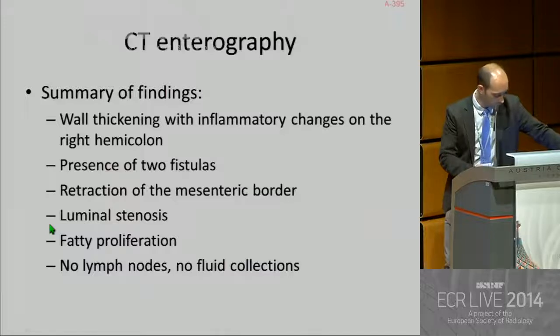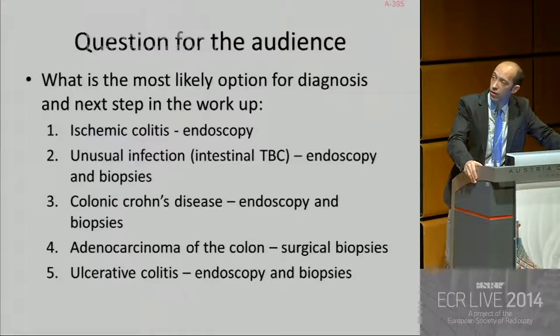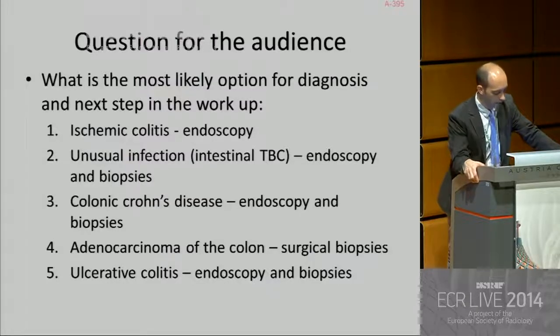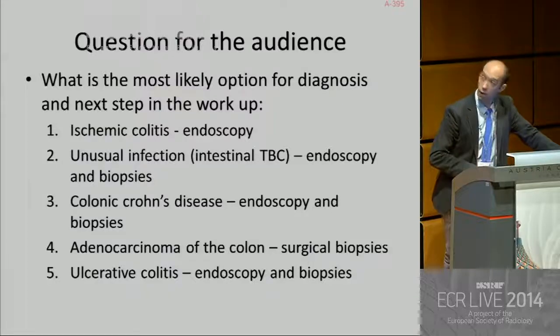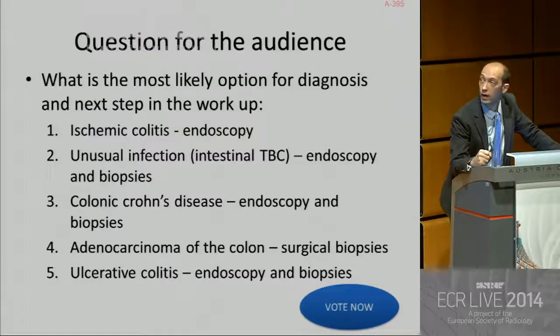Luminal stenosis and fatty proliferation. There were no enlarged lymph nodes nor fluid collections. In front of these findings, we have some different options for diagnosis and further evaluation to confirm our suspicions. We can be in front of ischemic colitis, and then endoscopy. We can vote now. We can be in front of an unusual infection, intestinal tuberculosis. Apparently, the patient had never suffered from pulmonary tuberculosis, and then we need endoscopy and biopsies. We can be in front of a colonic Crohn's disease, and then we require endoscopy and biopsies at the time of diagnosis, or it can be adenocarcinoma or ulcerative colitis.